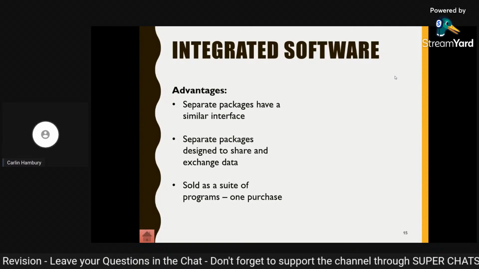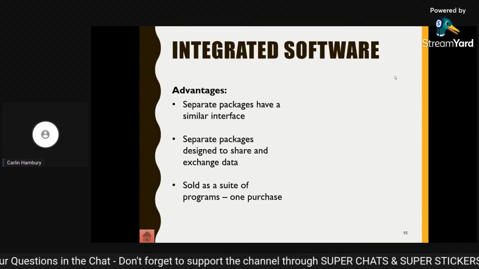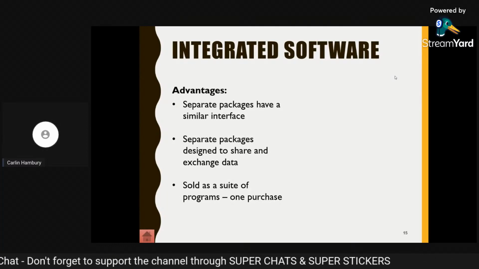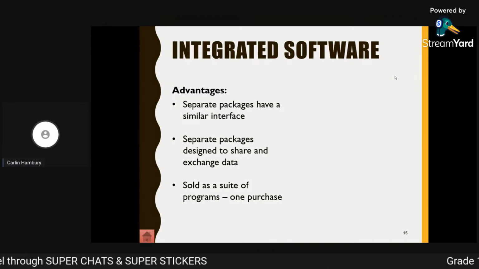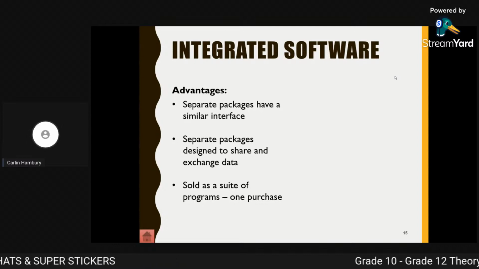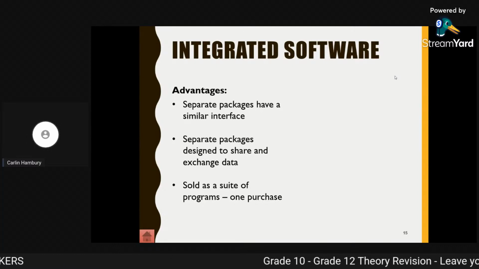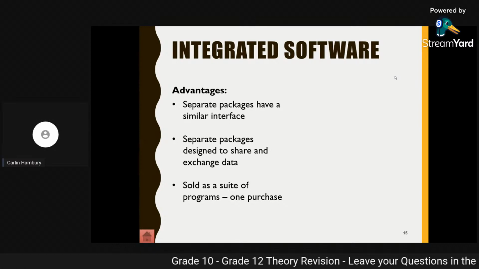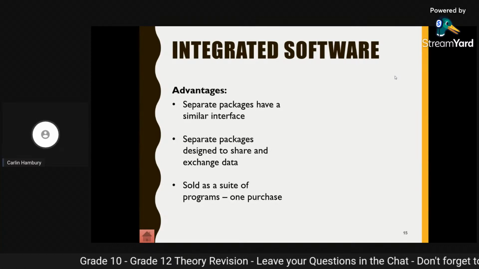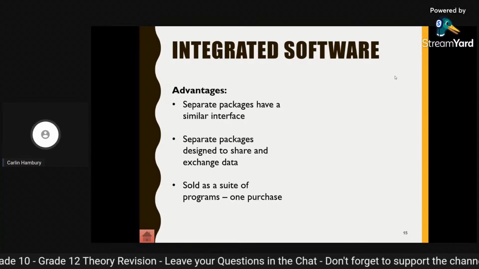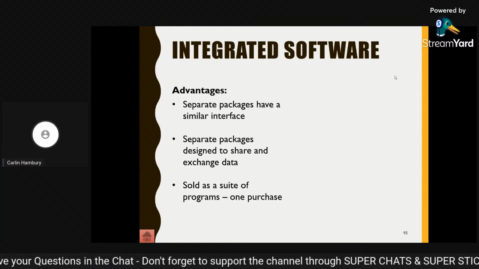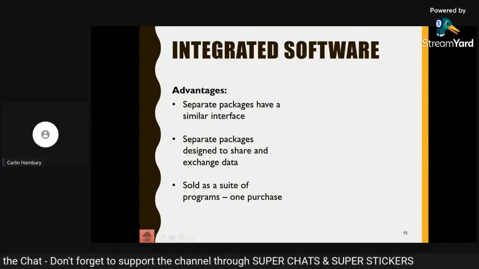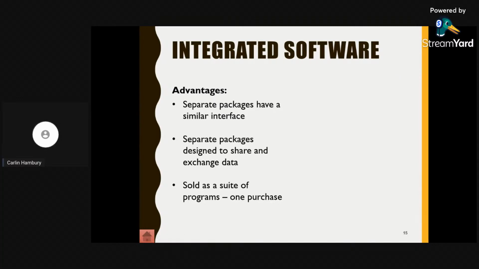And the biggest advantage is it is sold as a suite of programs. In other words, sold as one piece of software, and you're just making one purchase. So imagine having to pay 1,000 Rand for Word, 1,000 Rand for Excel, same for Access, same for PowerPoint. That's going to cost you 4,000 Rand. But when you buy a piece of integrated software, you're getting all of that as one program, and you're probably paying like half the price for that. So it is a lot cheaper to go that way, and that's why they've done it like that.